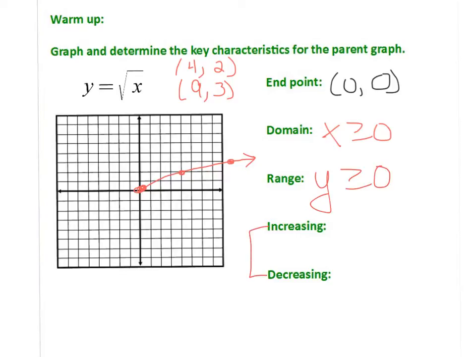Now for increasing and decreasing, we always read the graph from left to right. So as we go from left to right and we walk along the graph, we are going up. So that is increasing, meaning there's no decreasing. For any increasing and decreasing answers, you're going to give an x value or x values. That's because what we're giving is the x values for when the y's are increasing, or the x values for when the y's are decreasing. So we are increasing on this graph for every x greater than or equal to 0.